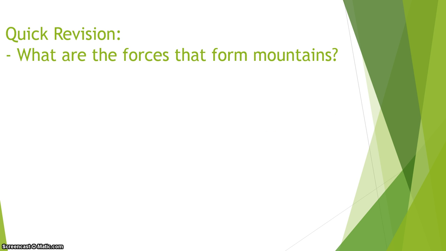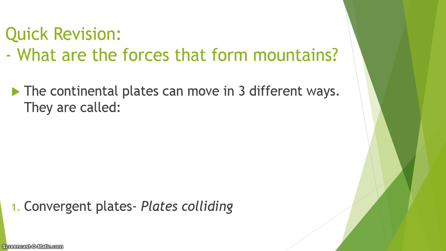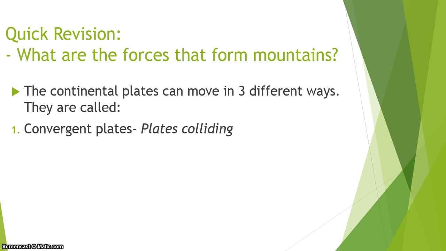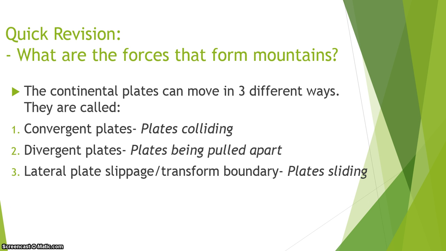So a quick revision, what did we look at last lesson in my first video of these? We looked at what are the forces that form mountains. And if you remember, there were three main types. So the continental plates can move in three different ways. The first one's convergent plates, where the plates are colliding. Divergent plates, where the plates are being pulled apart, and lateral plate slippage or transform boundary is where the plates are sliding together.